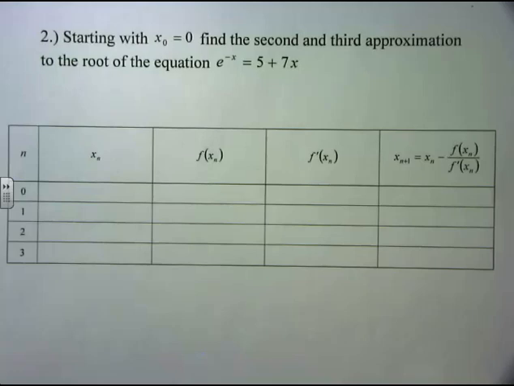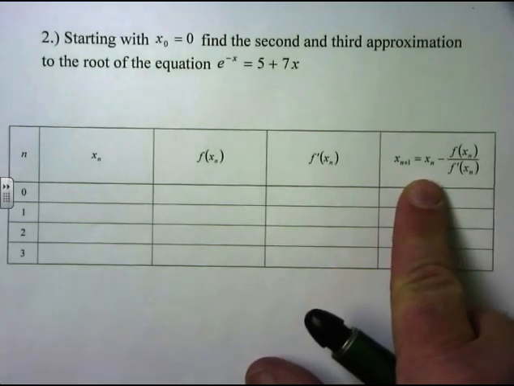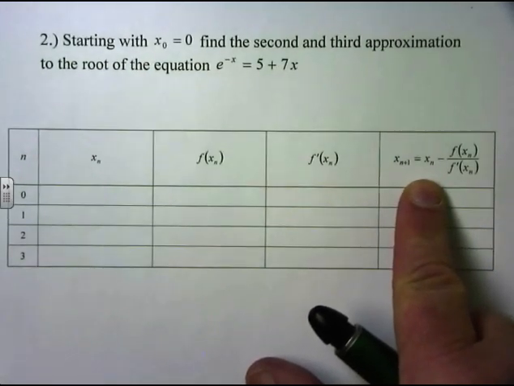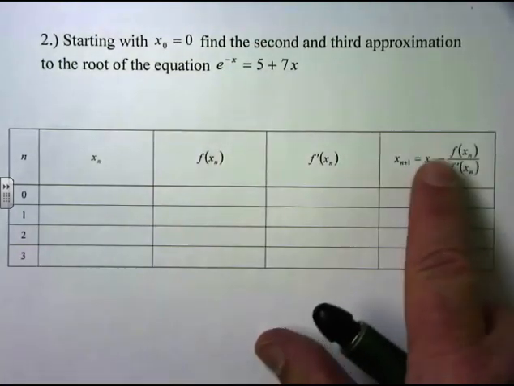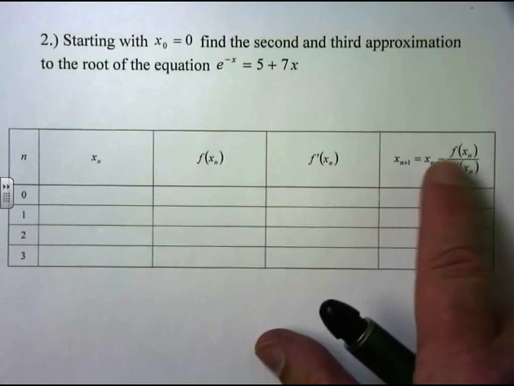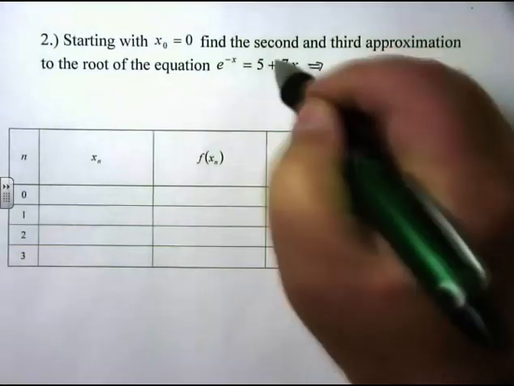Now, first things first, we're trying to do Newton's method on this thing, which is our formula that you have now memorized. Here's the deal. You've got to find the function, and the function has got to be set equal to 0, because this formula finds the zeros, the roots, the x-intercepts of functions. It finds where the function is equal to 0. So the first thing you should do is set your equation equal to 0.